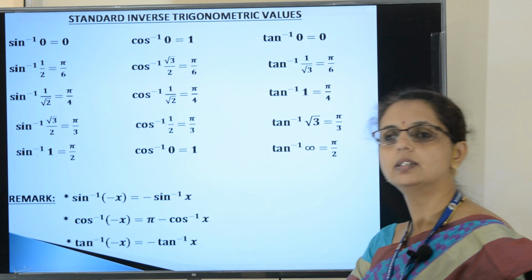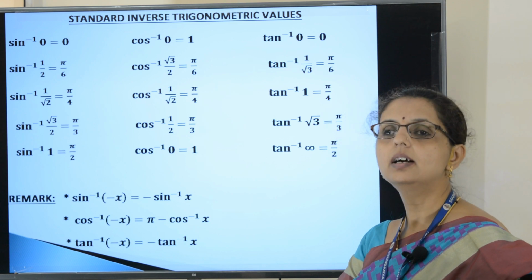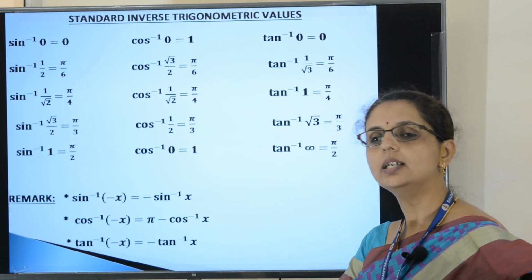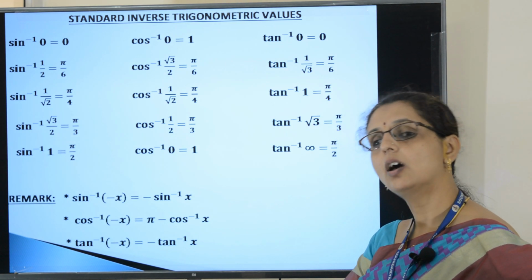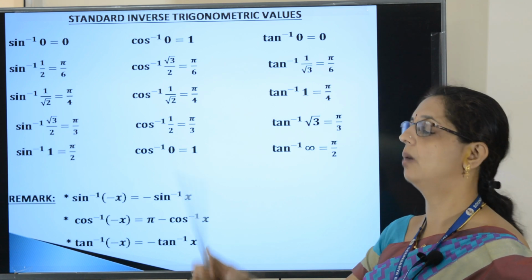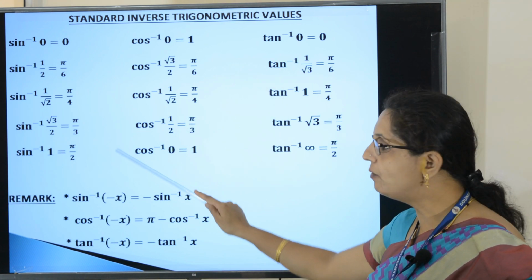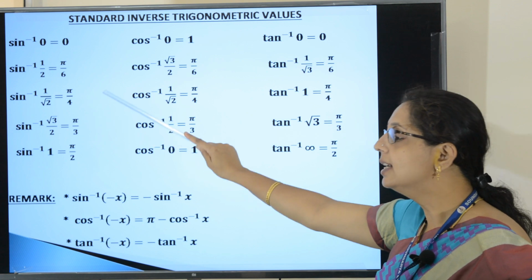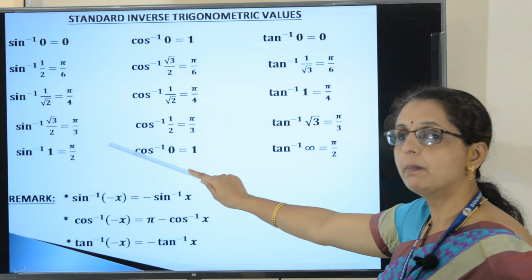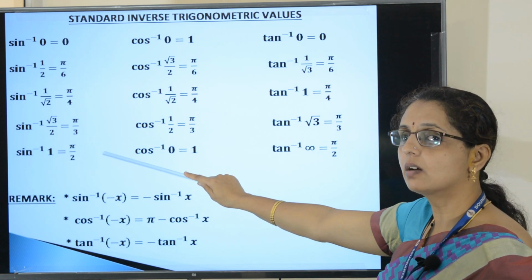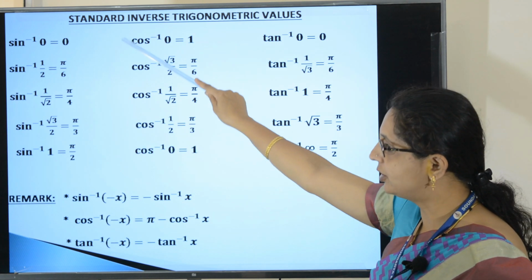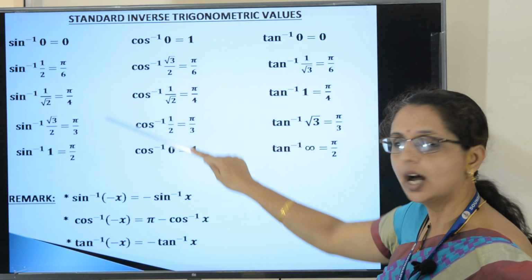I'll just explain once again. We all know that sine of pi by 2 is 1. What does it imply? How can I write it in the inverse form? When sine of pi by 2 is 1, sine inverse of 1 will be equal to pi by 2. I have just listed the formula of sine inverse.